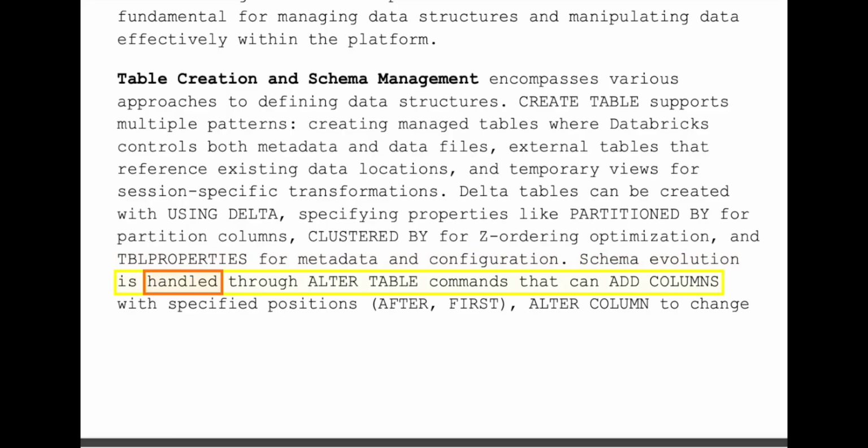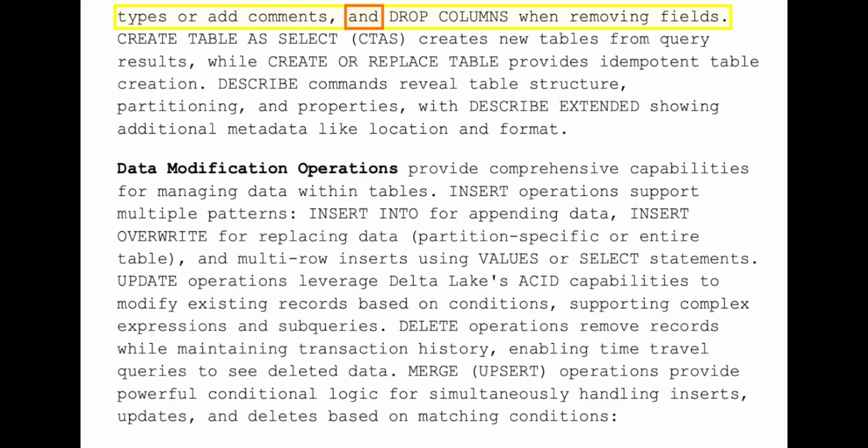Schema evolution is handled through ALTER TABLE commands that can add columns with specified positions, AFTER, FIRST, ALTER COLUMN to change types or add comments, and drop columns when removing fields. CREATE TABLE AS SELECT creates new tables from query results, while CREATE OR REPLACE TABLE provides idempotent table creation. DESCRIBE commands reveal table structure, partitioning, and properties, with DESCRIBE EXTENDED showing additional metadata like location and format.